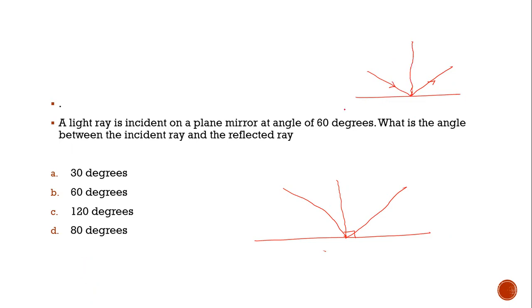So if the ray is incident on a plane mirror at an angle of 60 degrees, this is the angle, 60 degrees here. That's the angle of incidence, 60 degrees. So based on the law of reflection, the angle of incidence is equal to the angle of reflection. They're about the same. Now we're looking for the angle between the incident ray and reflected ray. So we're just going to add these two together. We have 60 plus 60 degrees, and now 120.